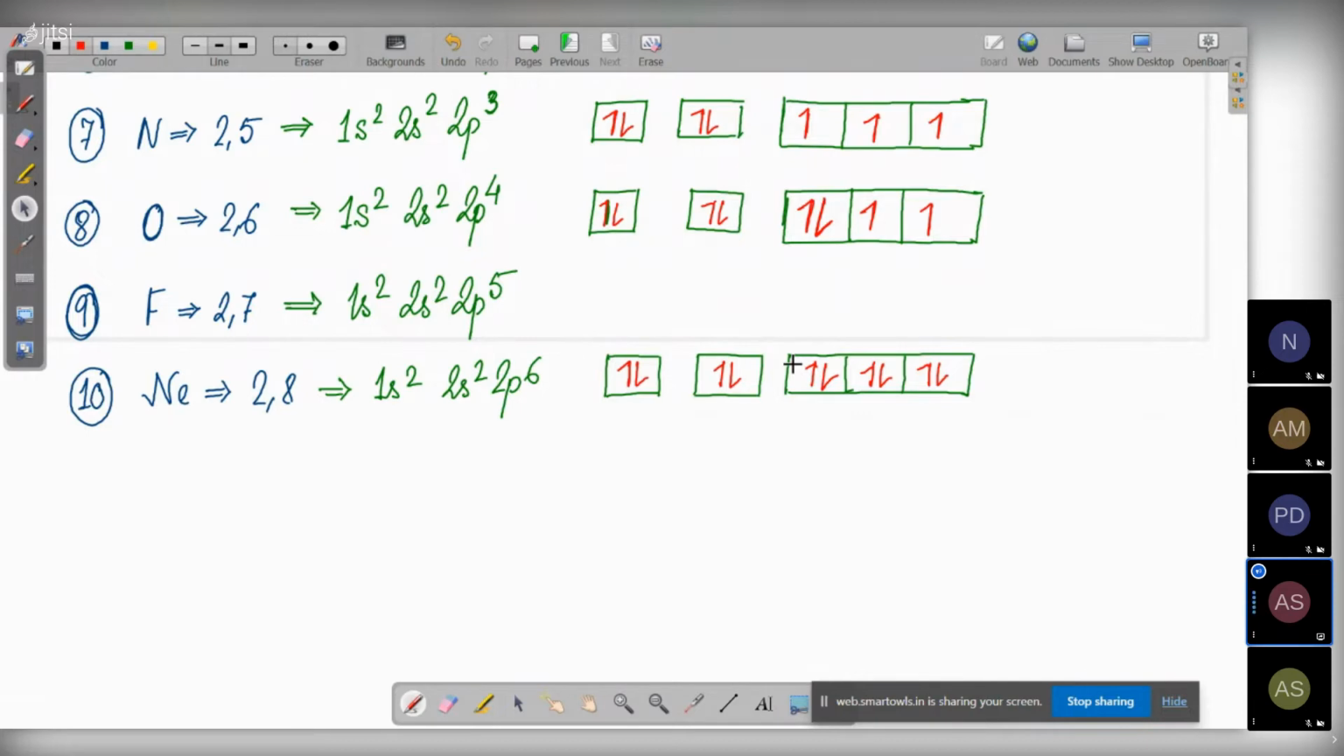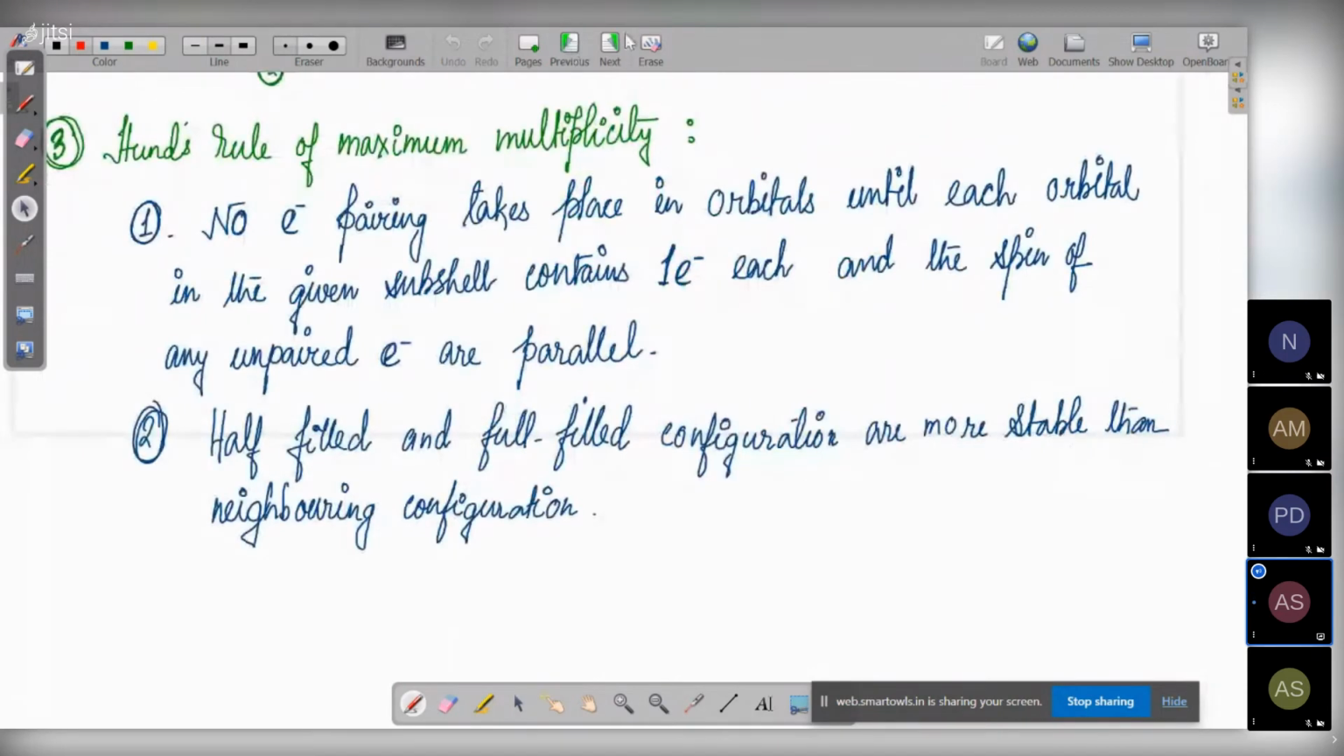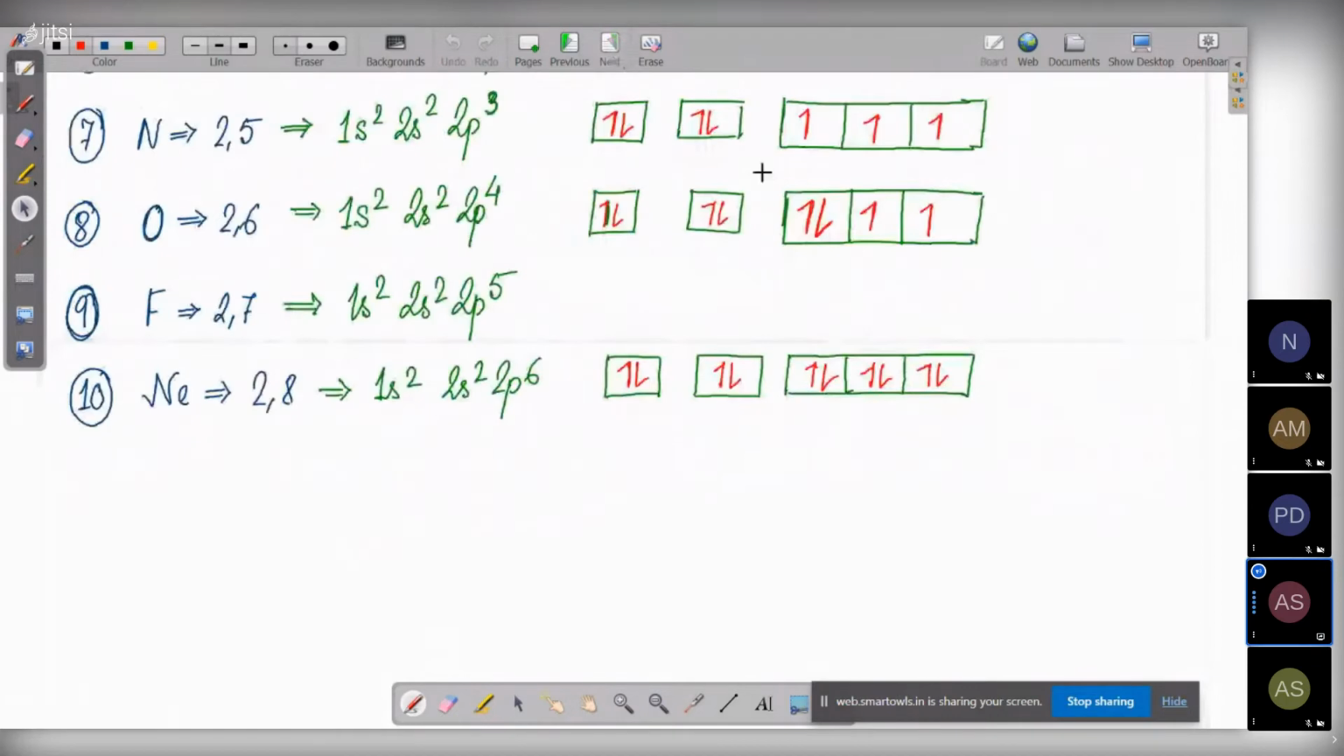So that means now there is no more space in the 2p orbital. The 2p orbital has a fully filled configuration. And Hund's rule also says that fully filled configurations are more stable. And that is why neon, we know, is a noble gas, which is extremely unreactive. It doesn't undergo reaction. Why? Because neon has a fully filled configuration, and according to Hund's rule, fully filled configurations are extremely stable. So neon does not undergo reaction.